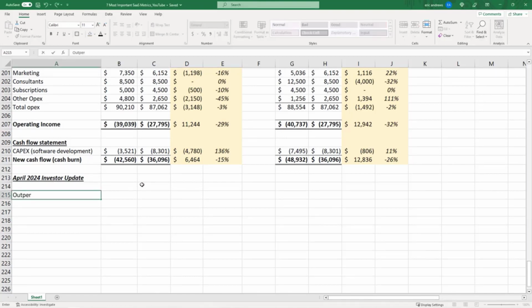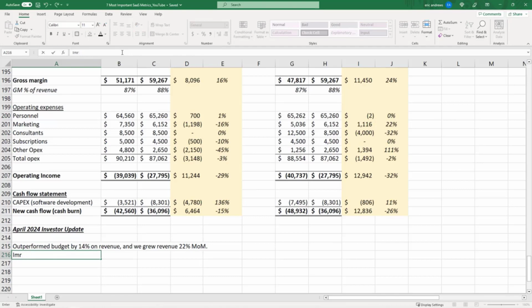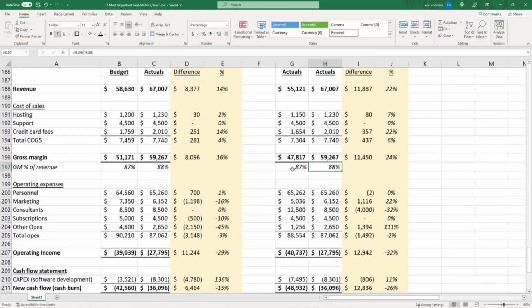Let's say: outperformed budget by 14% on revenue, and we grew revenue 22% month over month. So we know that. What else? Improved gross margin slightly from 87% to 88% from operating leverage. So that's here. You can see we're getting basically more margin.